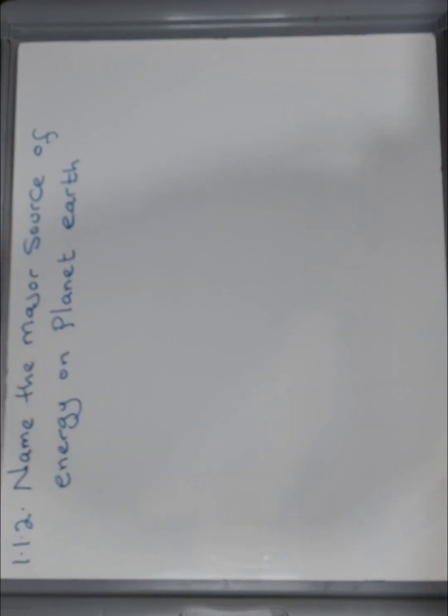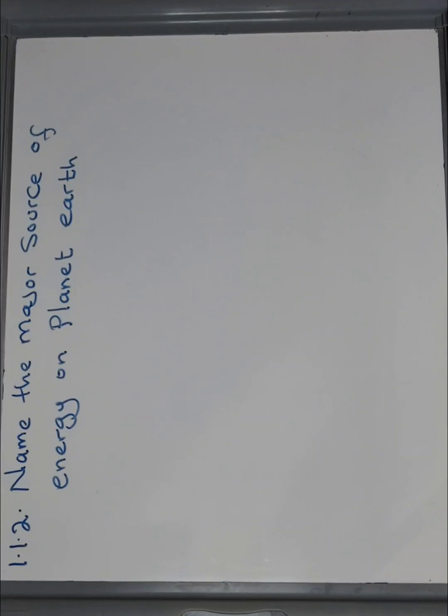Then comes this question. It says, name the major source of energy on planet Earth. What is the major source of energy on planet Earth? The answer is sun. If you critically analyze, you'll see that everything we have, including the doors in our houses, is a result of the sun. How does the wooden door come out of the sun? The sun comes, plants use it to manufacture food, then you get the wood out of the plants. So the sun is the major source of energy on Earth.